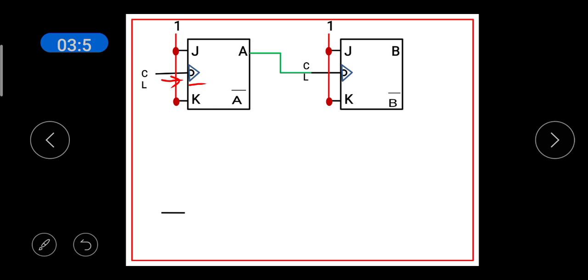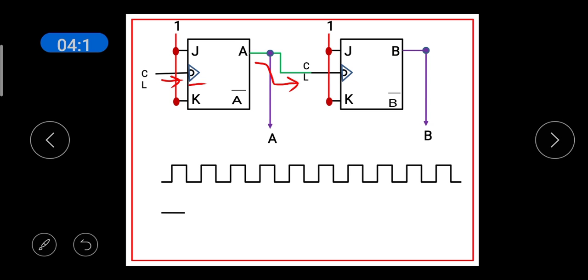Now, the clock signal is given to the first flip-flop. The output of the first flip-flop, A, is given as the clock for the second flip-flop. The outputs are taken from A and B. This is the circuit diagram for the mod 4 asynchronous counter.